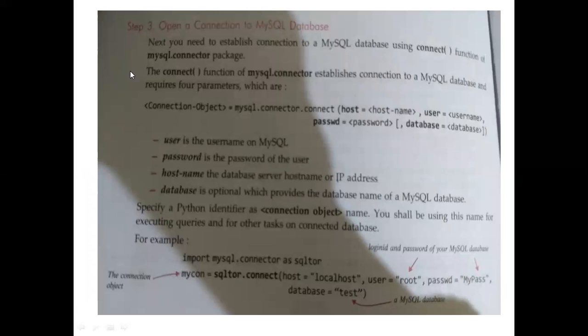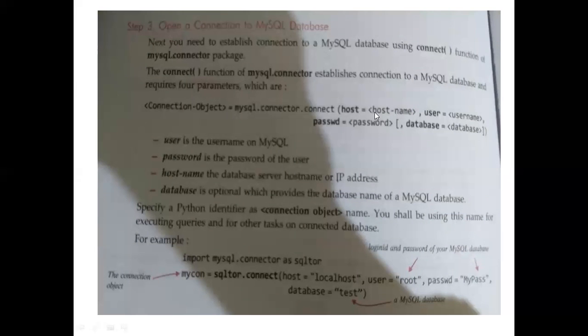After that second step, we have to open the connection to the MySQL database. Next, you need to establish a connection to the MySQL database using the connect function of the MySQL connector package. The connect function of mysql.connector establishes a connection to a MySQL database and requires four parameters. Connection object equal to mysql.connector.connect. Inside the bracket, you have to give arguments. These are host, user, password, and database, four arguments. So you have to give values.